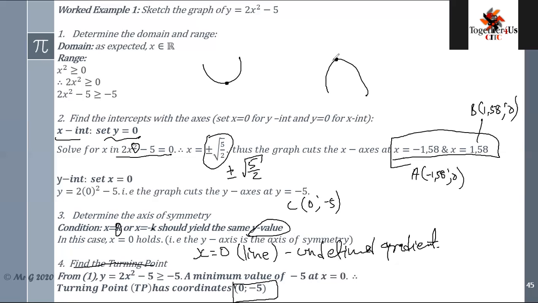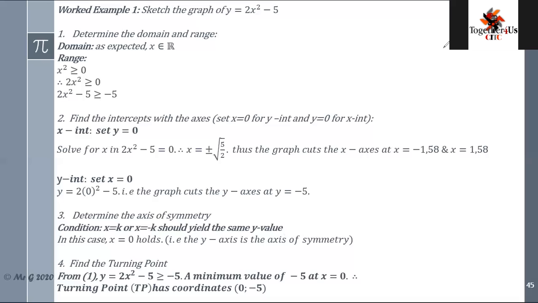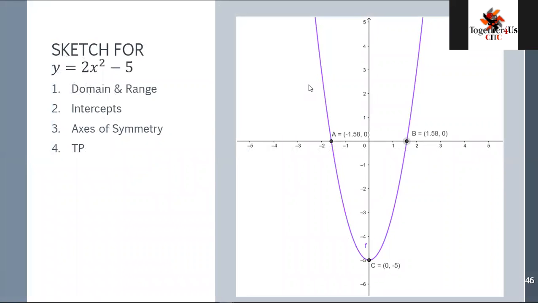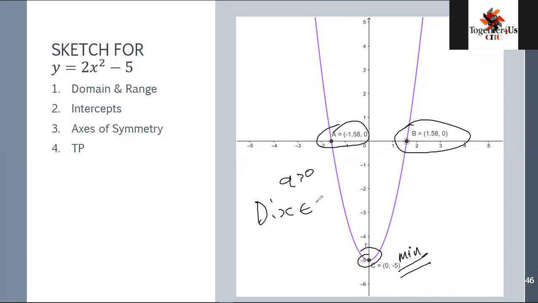Now, if you've got a nicely scaled axis or graph paper, you will get a graph that looks like this. And you can see here is my A, the coordinate that I spoke about, there's B, and here is C, the turning point, and you can see we have a minimum. Does it make sense? Yes. Why? Because a is greater than 0. What is the domain? We have established x is in R, and what is the range? y is greater than or equal to q, and q is negative 5. And there are our intercepts, and there's the graph.